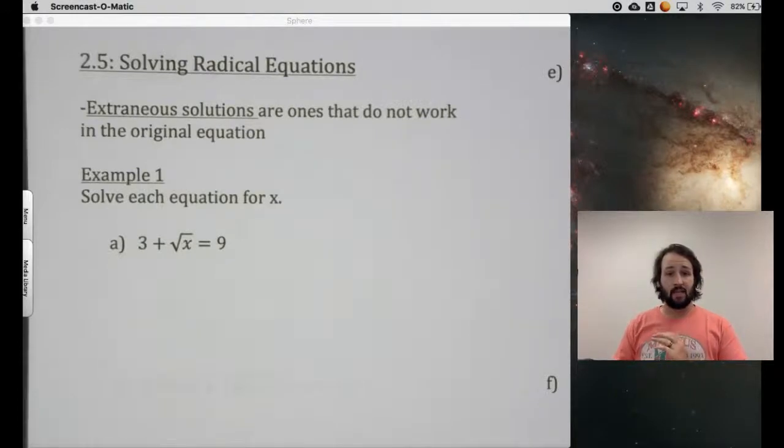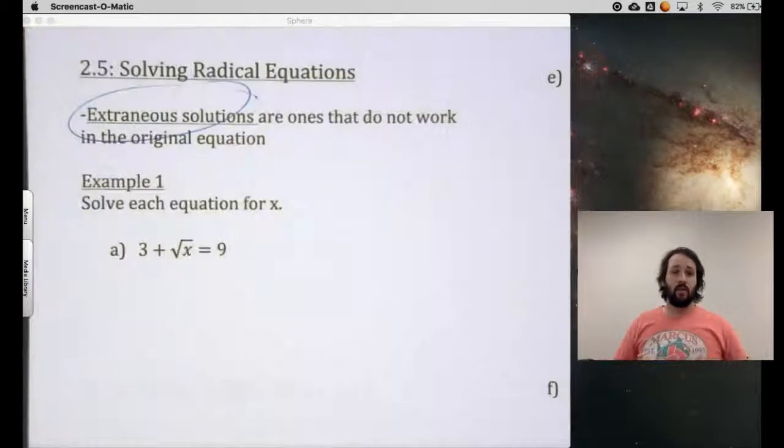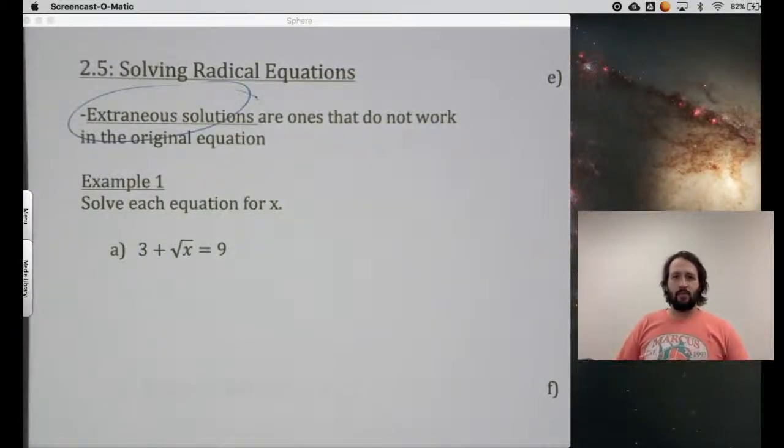The biggest thing here, and we'll see this as we go through, is something called extraneous solutions. Extraneous, I think I said that right. Anyways, they look like solutions, but they're really not. They're extra solutions that we get from solving, but aren't actually solutions in our equation. So the biggest thing we need to do is check our solutions as we go. Other than that, that's it. So let's jump in.